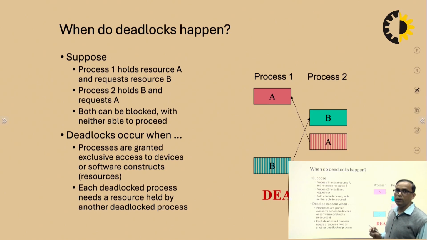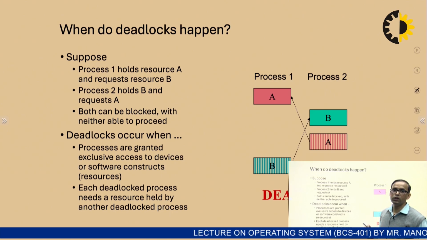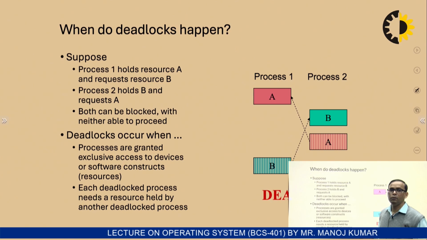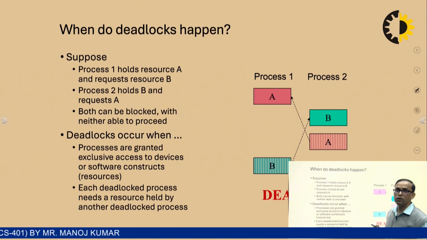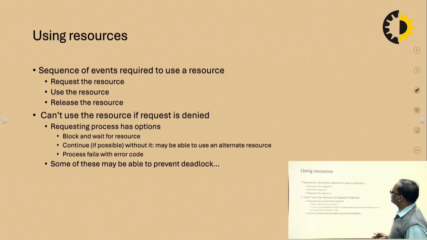But here the situation is that A is allocated to process P1 and it is waiting for B, and B is allocated to process P2 and it is waiting for A. It means process P1 is waiting for a resource held by process P2, and process P2 is waiting for a resource held by process P1. So in this situation, neither process P1 nor process P2 will progress. It means this is a situation of deadlock, when the progress of both processes P1 and P2 is stopped. So this is a deadlock situation.